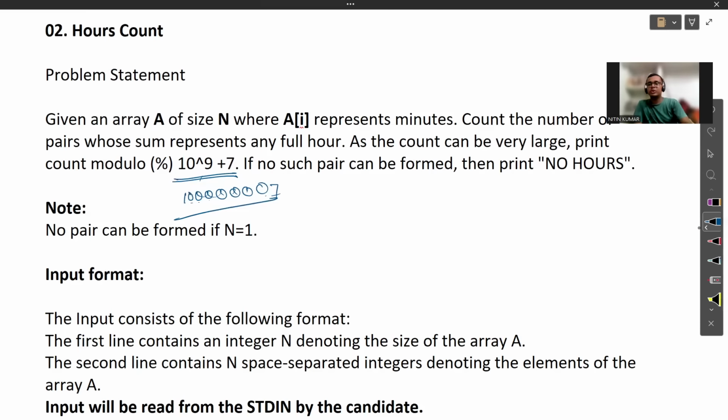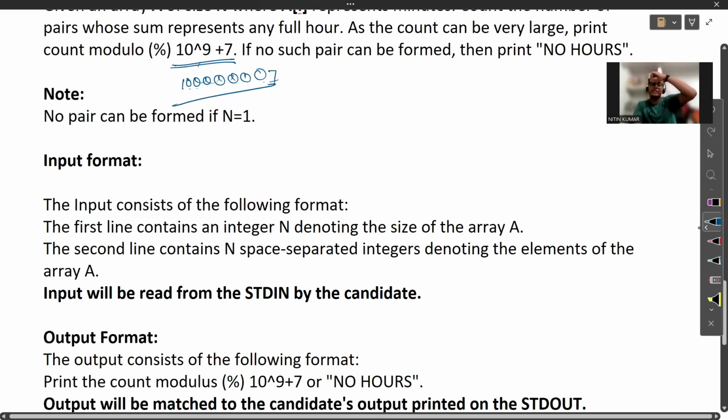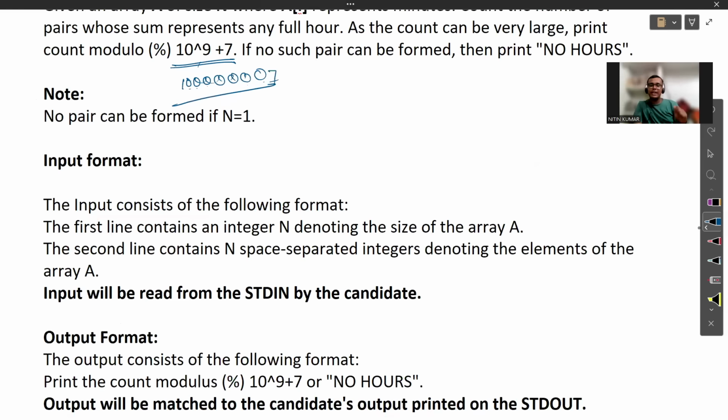Now, the question is how we will try to solve it. What will be our logic? You can see the input format. The very first line would be n, which is the size of the array. And the second line will be the elements of that particular array, where each element represents a minute value.